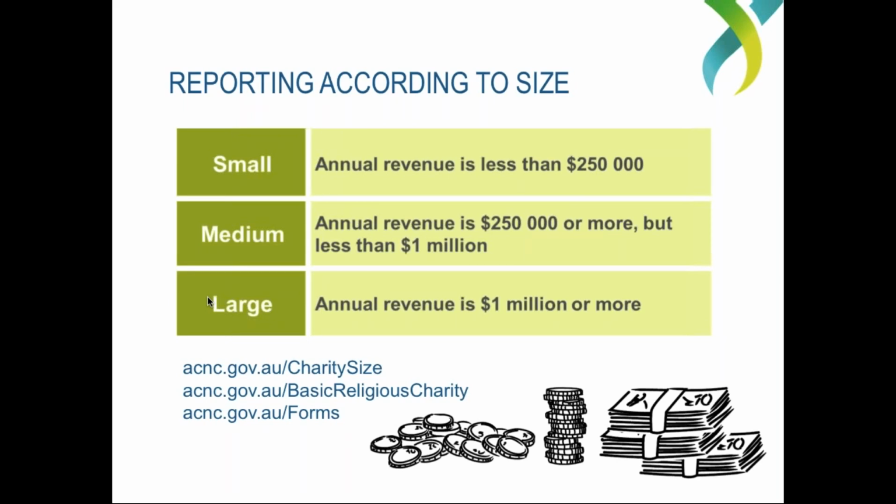So a small charity is a charity whose annual revenue is less than $250,000, while a medium charity is one with annual revenue of $250,000 or more, but less than $1 million. And the large charities are those charities with revenue of $1 million or more. And we do have some more links there that go into charity size in a bit more detail, and also some more information on basic religious charities, which Matt touched on just before.